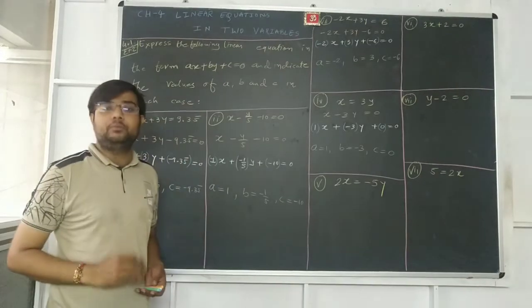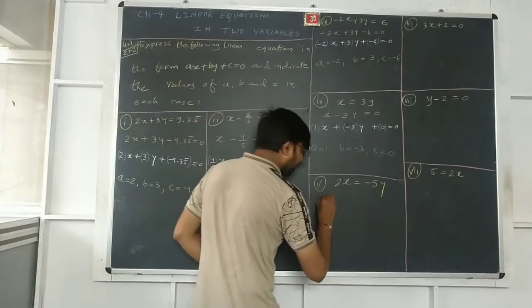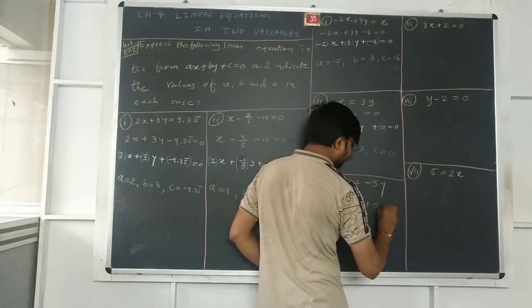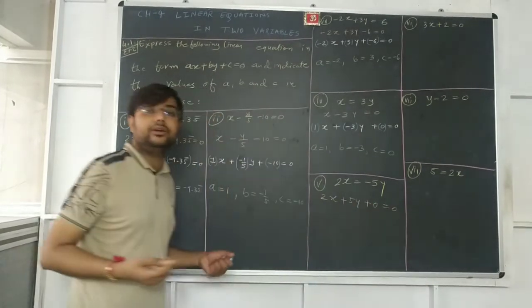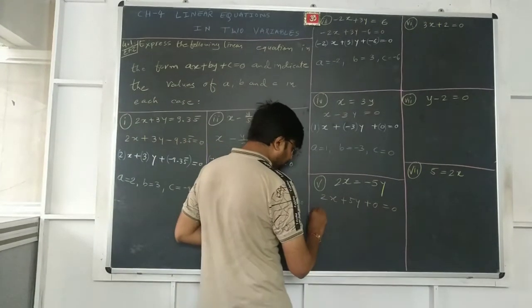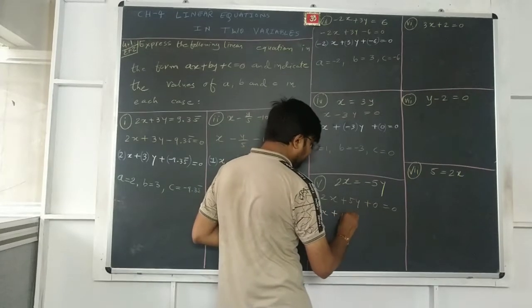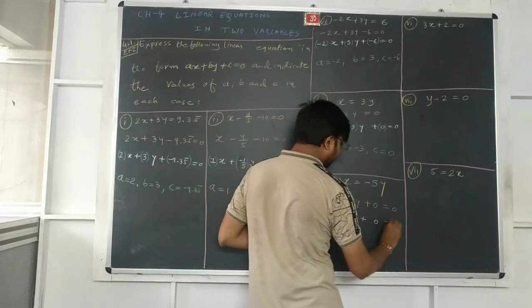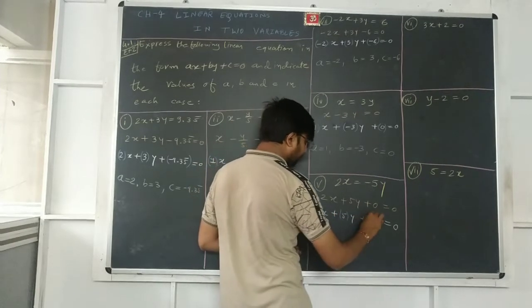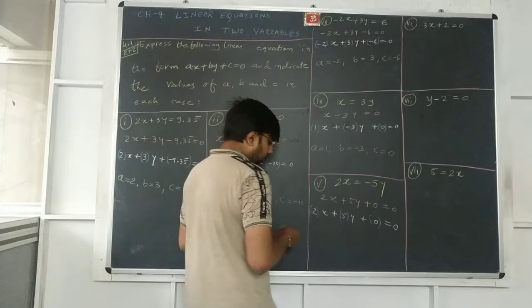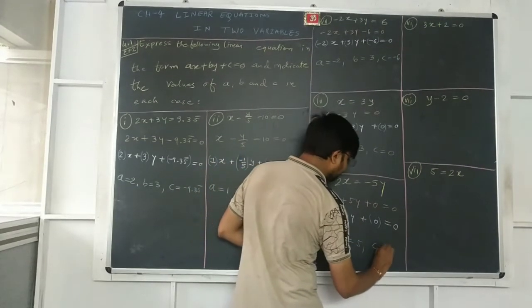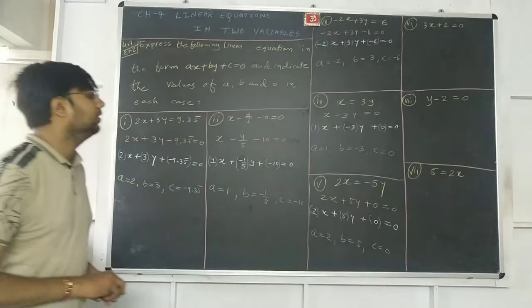Next, negative 2 here becomes positive. So 2x plus 5y plus 0 is equal to 0, because the constant term is not here. Now the coefficient of x is 2, the coefficient of y is 5, and the constant term is 0, is equal to 0. So a is equal to 2, b is equal to 5, and c is equal to 0.